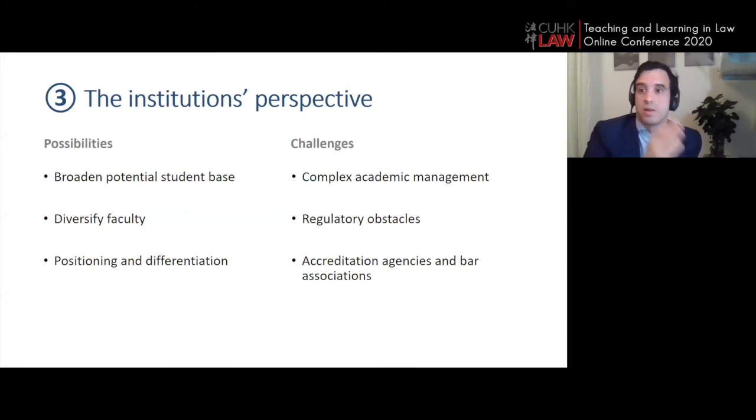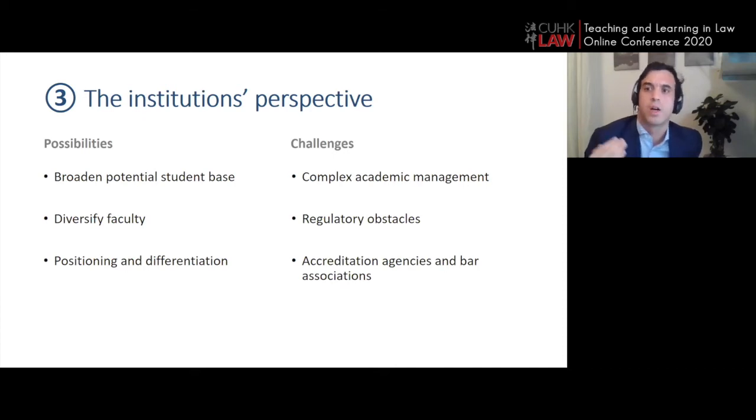But again, there are some important difficulties associated with these programs. The first of them is that managing this program is very complex. It can be complex, for example, to recruit the right faculty to teach in these programs. Not everybody is ready or willing to engage in this methodology, and I guess this can complicate the task of law schools' management.